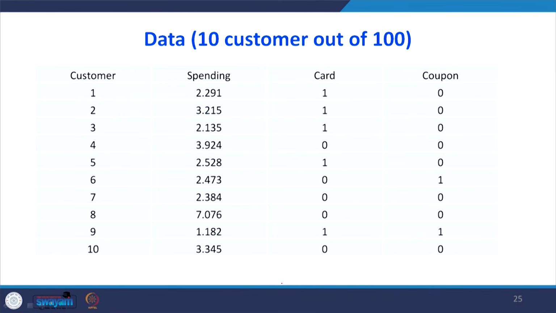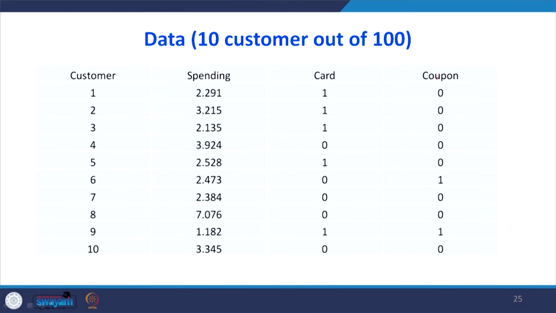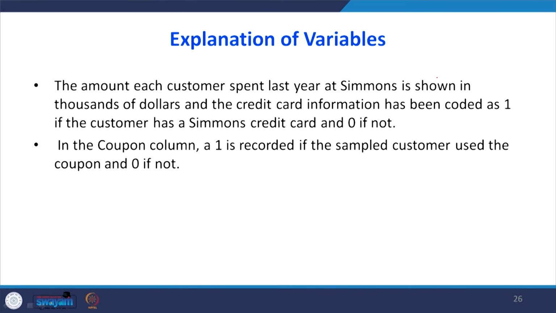This is the problem. For that problem, this is the data set. Spending, how much they spent last month, is one of our independent variables. Possession of a Simmons credit card, if it is 1 he has it, 0 does not have, is another independent variable. The coupon, whether he has used the coupon or not, is our dependent variable. You see that the dependent variable has two categories, 0 or 1. So we have to go for logistic regression.